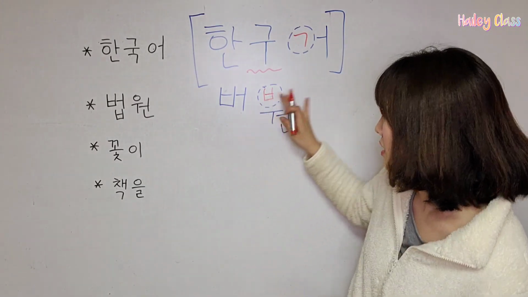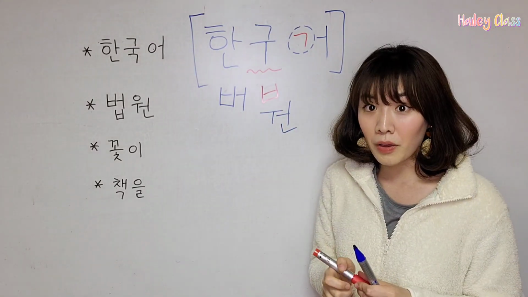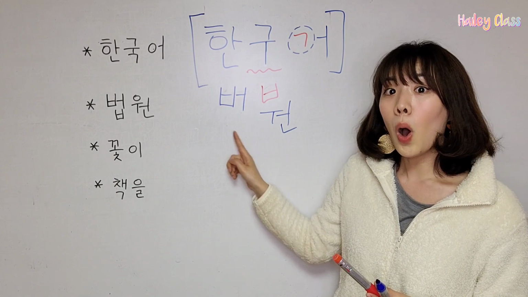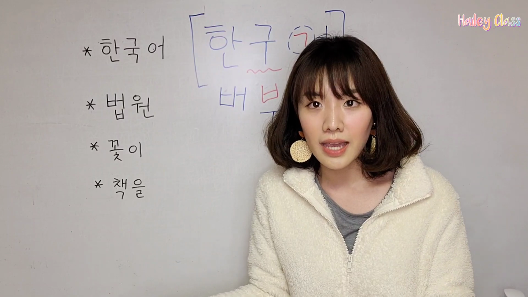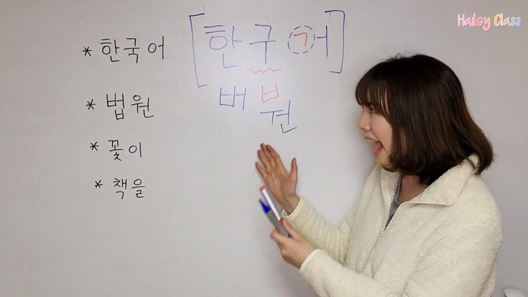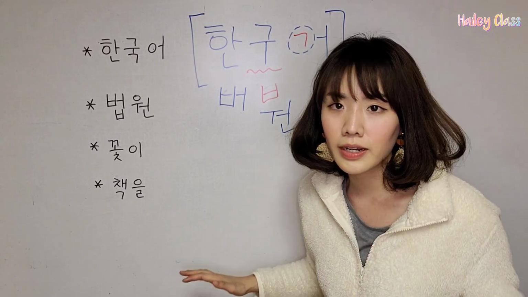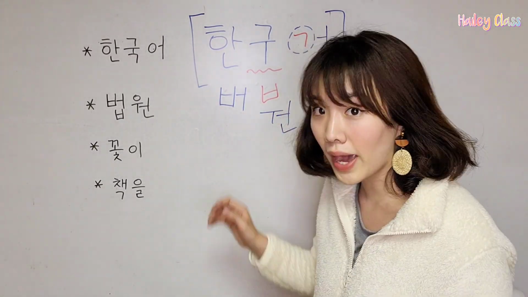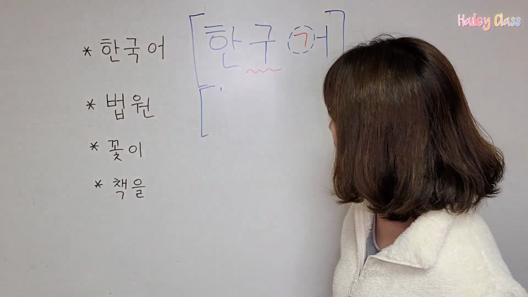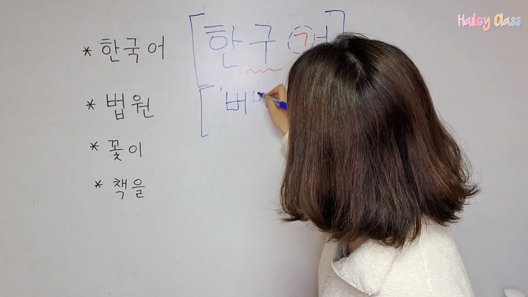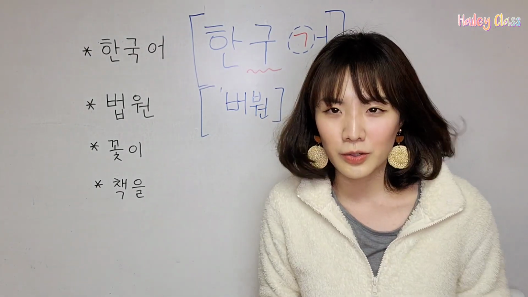So it becomes, I'm going to erase this. Okay. So it becomes 버권. When you pronounce it as 법원, Koreans also understand it. But it's much more natural to pronounce it as 버권. All Koreans will pronounce 법원 like this. Okay. So I'm going to write it a bit better. So it becomes 버권. Okay.